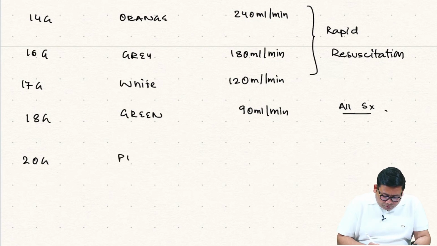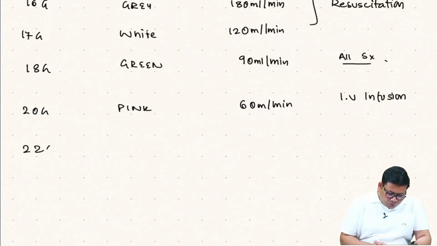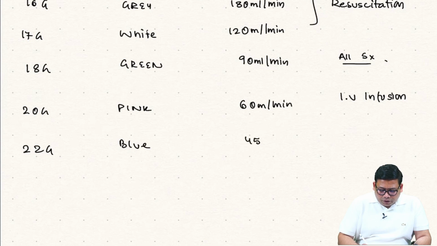So the pink cannula has a flow rate of only 60 ml per minute. This is good for IV infusions, but not for surgeries. Then we have 22G, that is the blue, and that has a flow rate of 45 ml per minute. And 24G is yellow, that is 30 ml per minute.